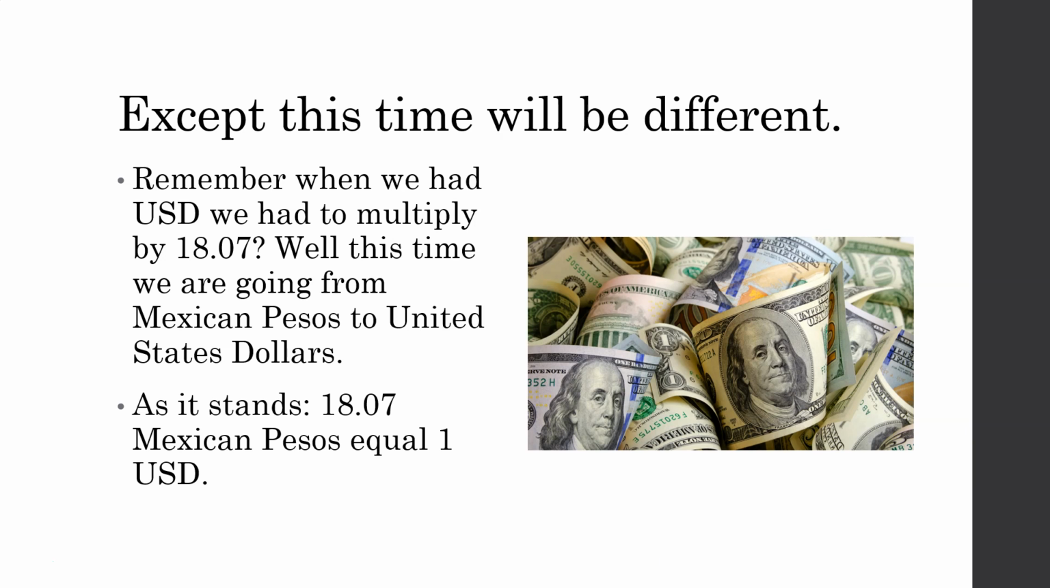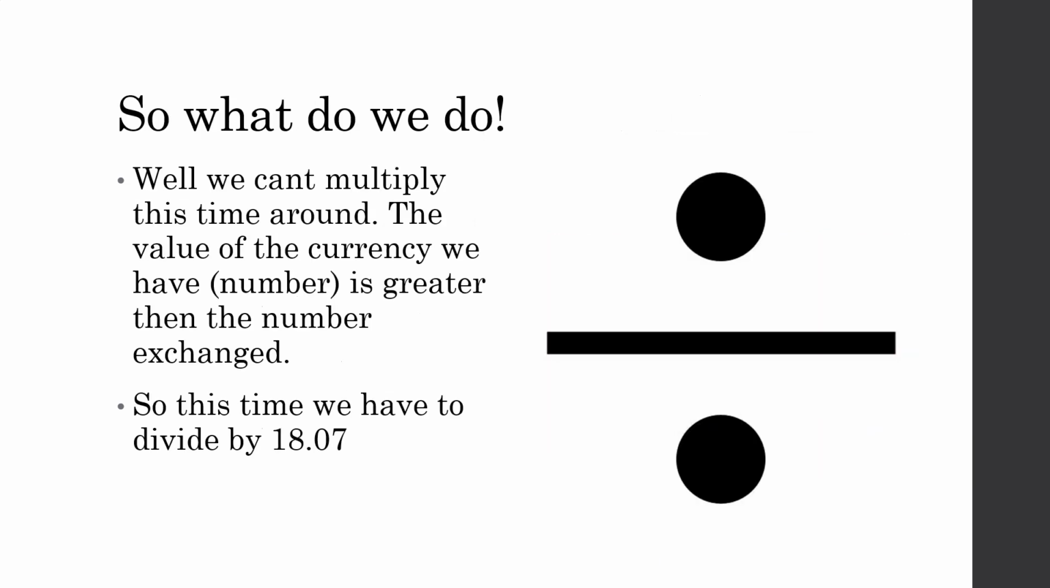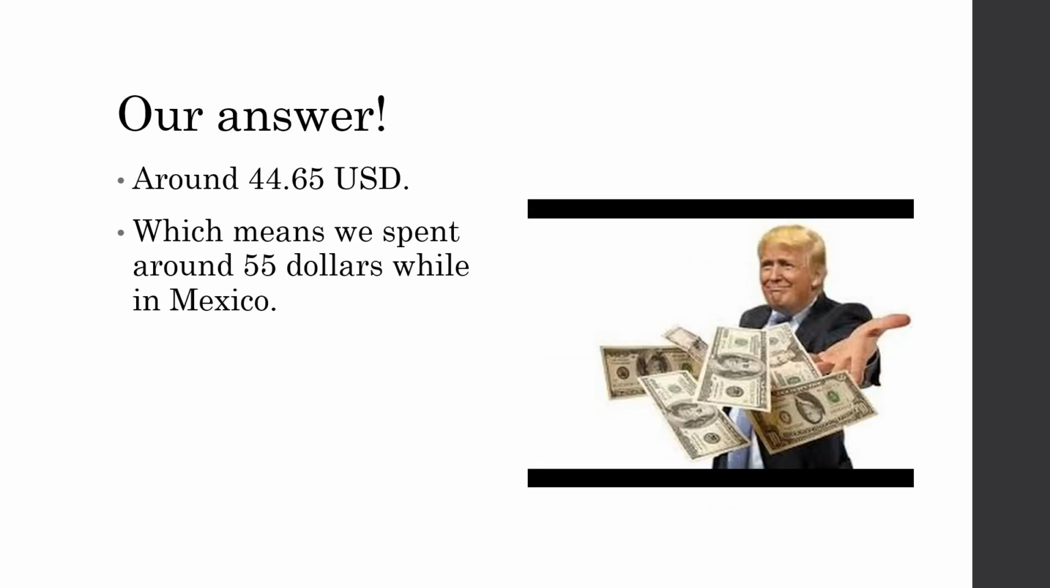And what's the opposite of multiplication? Because if we multiplied the first go around, then what do we do to reverse the process? We divide. We can't multiply it this time around. That wouldn't work out. So in this case, we would divide by 18.07 this time around. And then if we did that, we would find out that our leftover pesos would convert to about $44.65 USD, which means we spent about 55 bucks USD while we were in Mexico.